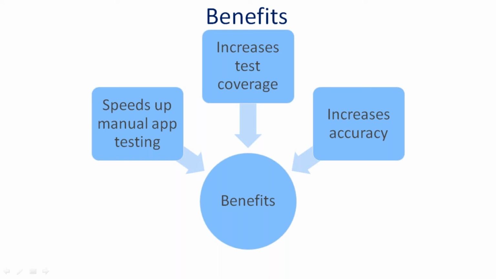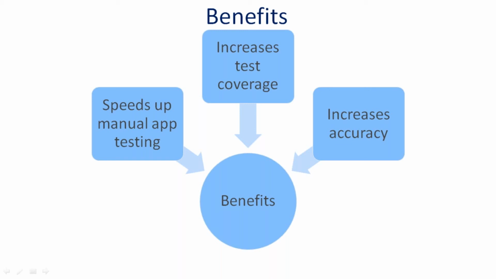One is, of course, you are speeding up the manual testing, because you are just doing the testing on one device and it is getting tested on the rest of the 2 devices. So close to 200% of time is getting saved while you are doing testing. So your speed of manual testing is increased drastically.